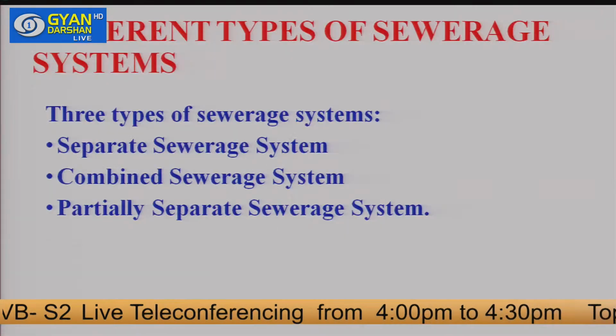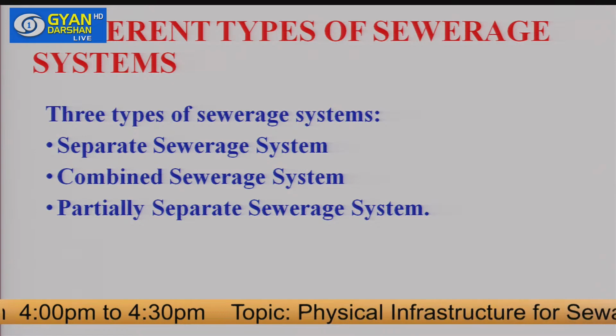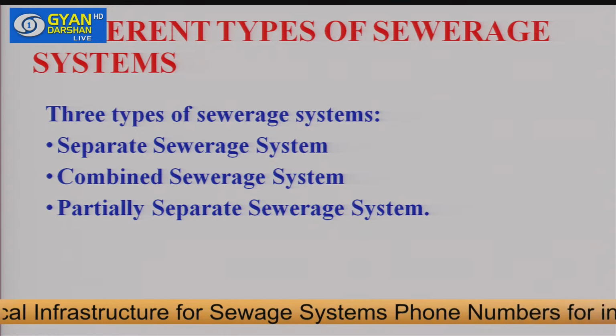Then what are the different types of sewerage systems? A sewerage system, as you have understood till now, is the system which collects and transports the wastewater. So what are the different types of systems here? We use three types of systems for collection and transportation. One is the separate sewerage system, the second is the combined sewerage system, and the third is the partially separate sewerage system. We will see them one by one.